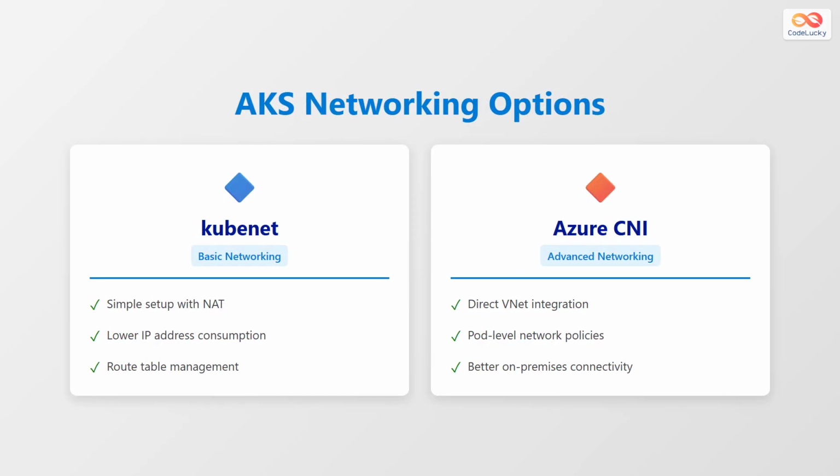AKS offers two primary networking options, each suited for different scenarios. The first option is kubenet, which provides basic networking. Kubenet uses network address translation, or NAT, and results in lower IP address consumption. It's simpler to set up but requires route table management. Kubenet is ideal for development environments or scenarios where you want to conserve IP addresses.